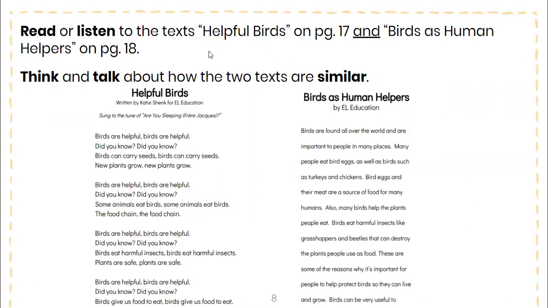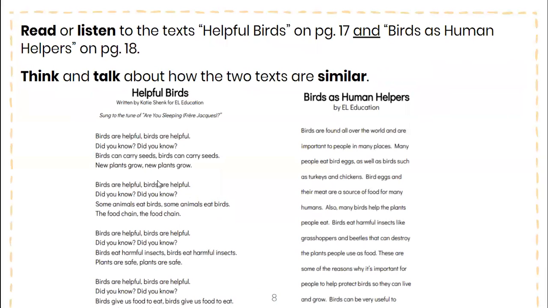You will read or listen to the texts, Helpful Birds and Birds as Human Helpers. Once you read both of these, friends, think and talk about how the two texts are similar. That means, how are these two texts the same?